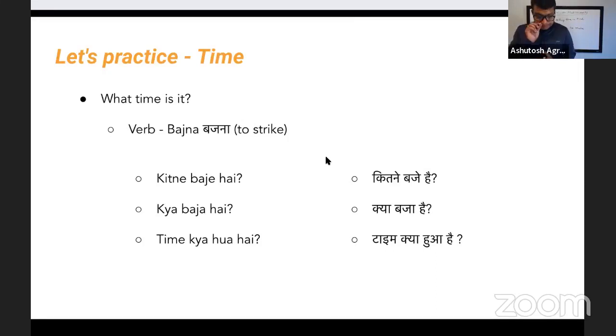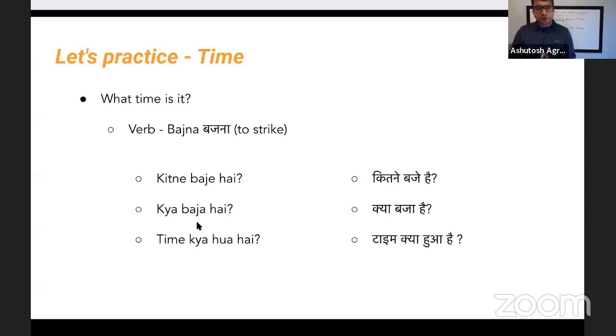Okay, in Hindi, the underlying verb that you'll be using is called bajana. The first thing you'll say is kitne baje hain. Kitna is how much, and bajana is used as a word which is to strike. You can also say kya baja hai, which is the literal translation of what time is it.